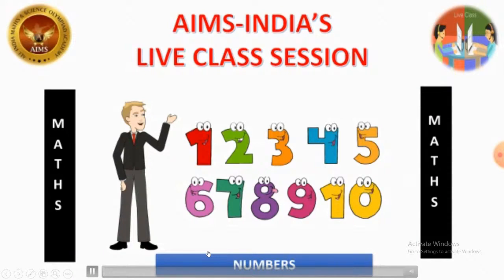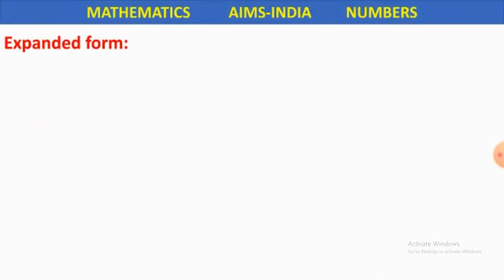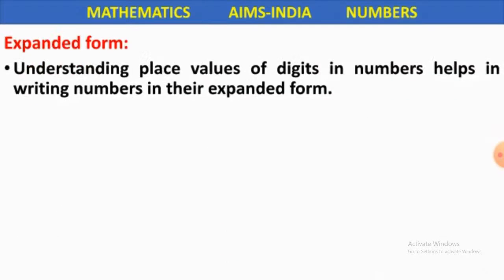In today's class, we will be learning about expanded form and short form. First, expanded form. What is expanded form? Now, in the previous class, we have learned about place values. Understanding these place values helps in writing numbers in their expanded form. You remember what place values are, right? Place values start from ones, then next comes tens, then hundreds, and then thousands. So understanding these place values of digits in numbers helps in writing numbers in their expanded form.